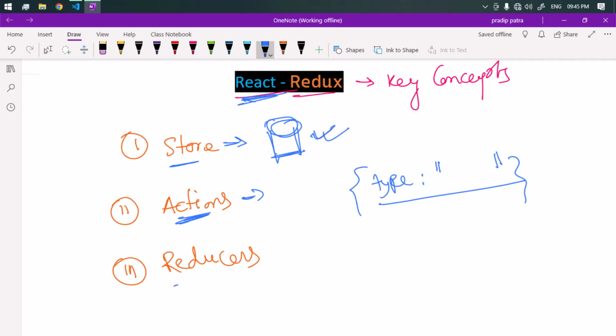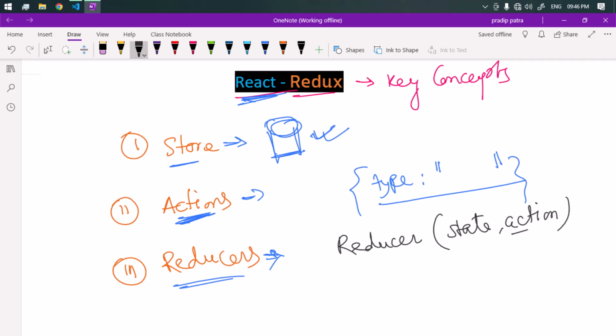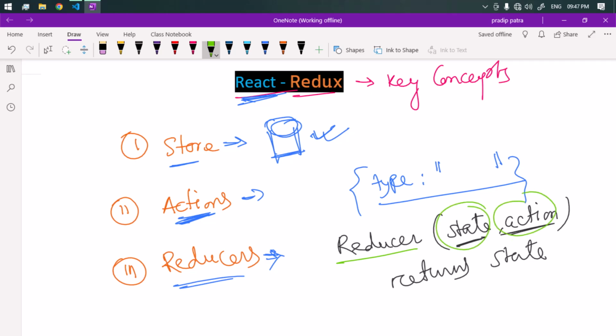And thirdly, we have the reducers. The reducers are basically responsible for handling actions, and they update the state based on the action. A reducer is basically a function which takes the state and the action, and based on the type of the action, it modifies the state and returns the modified state. So we can say that the reducer ties the action and the state together, and it makes the state transition based on the action.